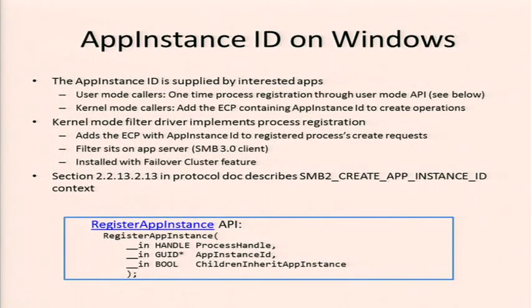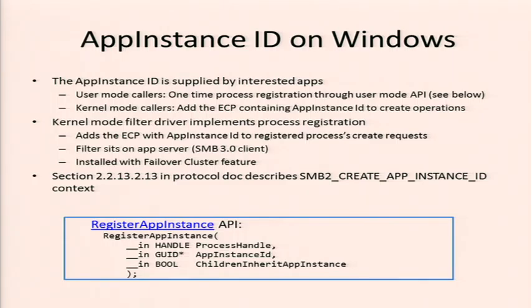So let's talk about the app instance ID on Windows. In order to solve this problem, the concept of an application instance ID is introduced. The application instance ID is supplied by the app, right? So in the example I used before, it would be supplied by SQL Server. Now there are two modes in Windows where you can specify this: user mode callers, an application like SQL that is running in user mode, or kernel mode callers, if you're an application that runs in kernel mode on Windows.